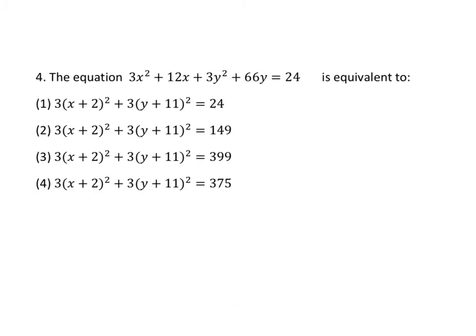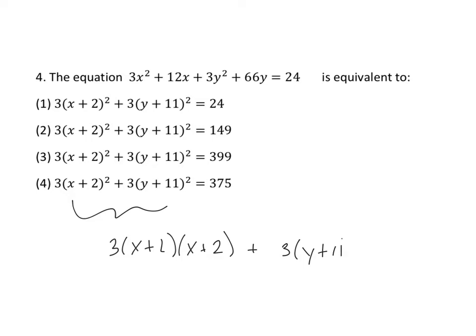The equation 3x squared plus 12x plus 3y squared plus 66y equals 24 is equivalent to... Now, if you look at all the choices, they all have the same left side. So what I'm going to do is expand them. 3 times x plus 2, x plus 2, plus 3 times y plus 11, y plus 11, equals, we know 24 has to be there because it's here. Now there are two ways to do this problem. I'm going to do it this way first, and then I will show you the other way to do it.